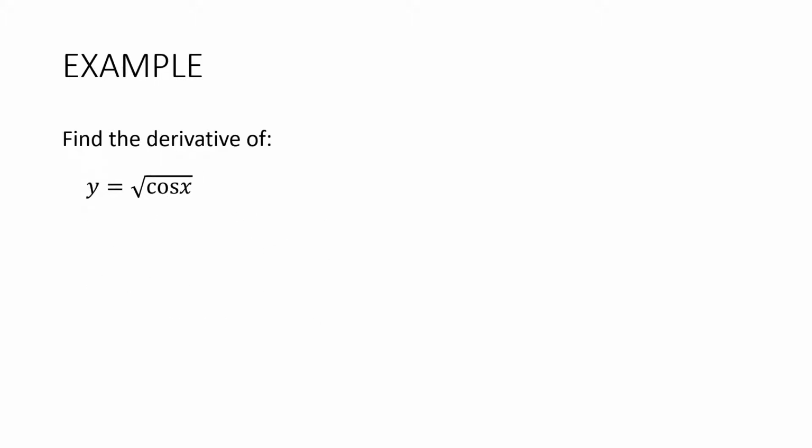Here's another one. Find the derivative of y equals the square root of cos x. Now this time we've got cos x as the internal function inside a square root. But that's okay. We're going to turn this around and put it in index form. So cos x all to the power of a half. We're going to bring the half down, then cos x to the power of negative half multiplied by the derivative of the second function, which is going to be negative sine x.